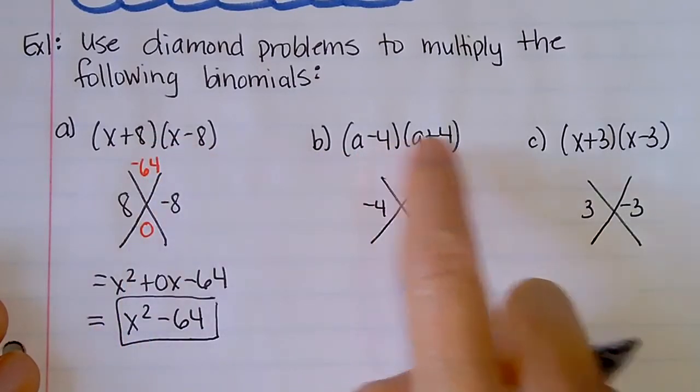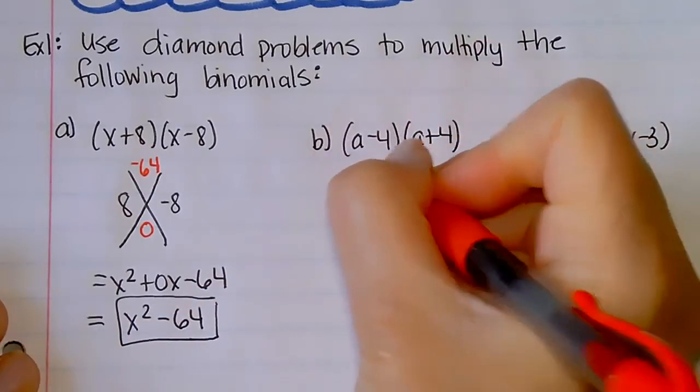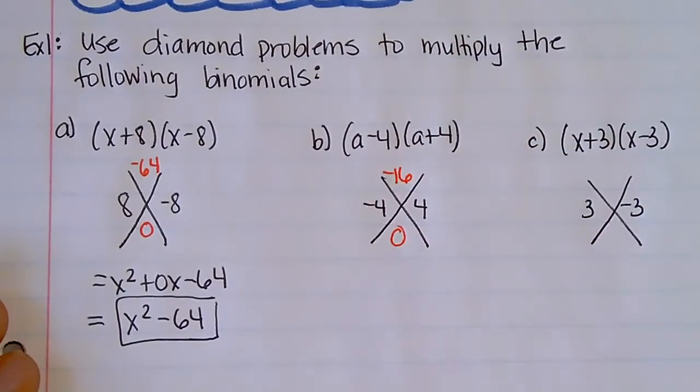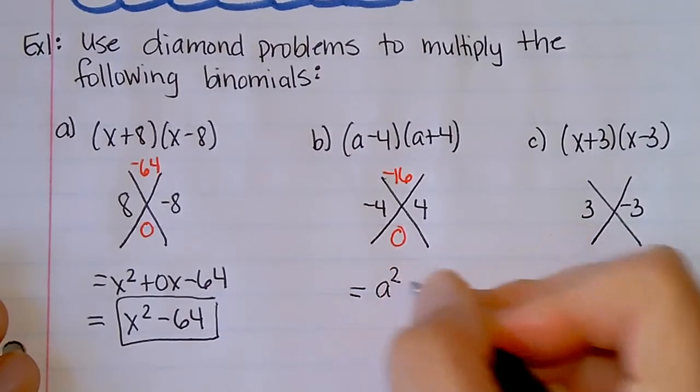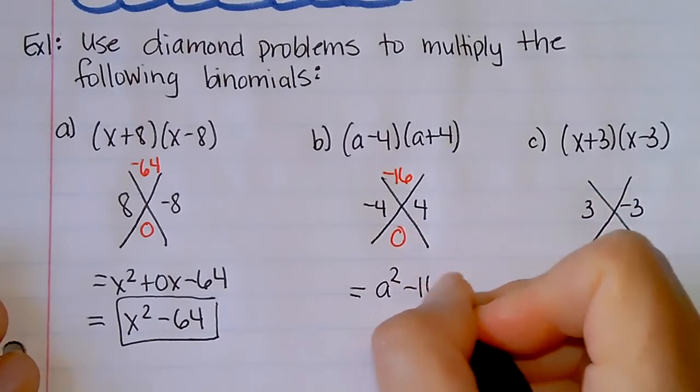Now, what you'll notice is in each of these cases, they're the same terms, but one of them's positive, one of them's negative. Okay, so that's what's going to happen in each of these. So here, when I'm multiplying this, I'm going to get a negative 16 on top, but when I add, I get a 0. So that's going to happen every single time I'm doing these problems. So now in this case, this is going to be an a squared. Again, 0a minus 16.